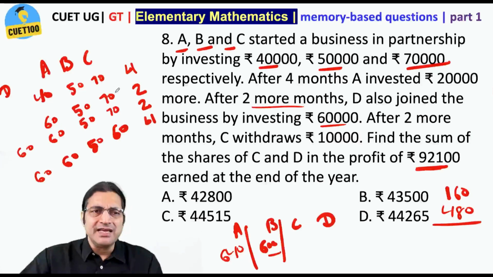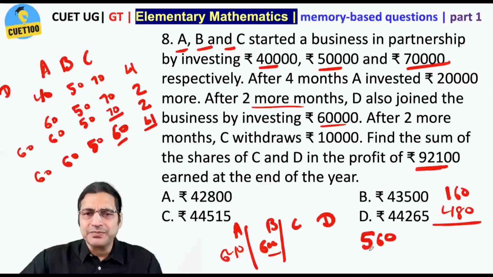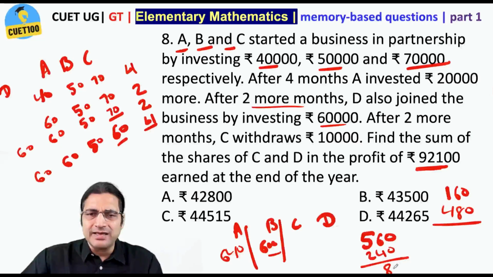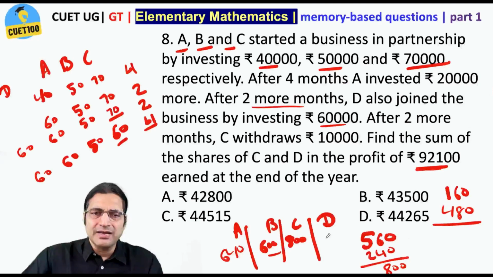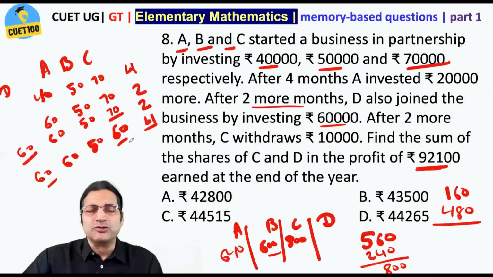In case of C, for the first 8 months, 70. 70 into 8, 560. And for the last 4 months, 60. So 60 into 4, 240. This gives you 560 plus 240, 800. Right. So this became 800. All right. And what about D? D was invested for 6 months, and throughout this period, the investment was of 60,000. So 60 into 6, 360.